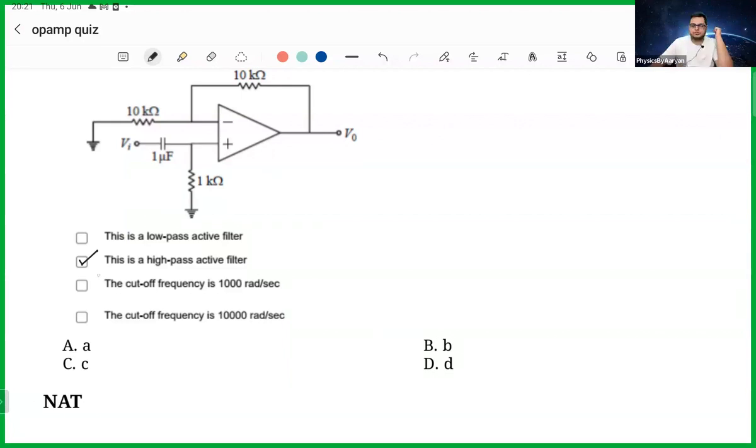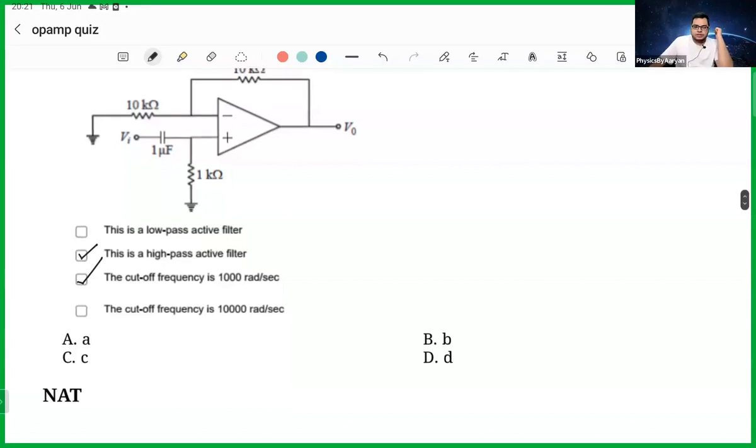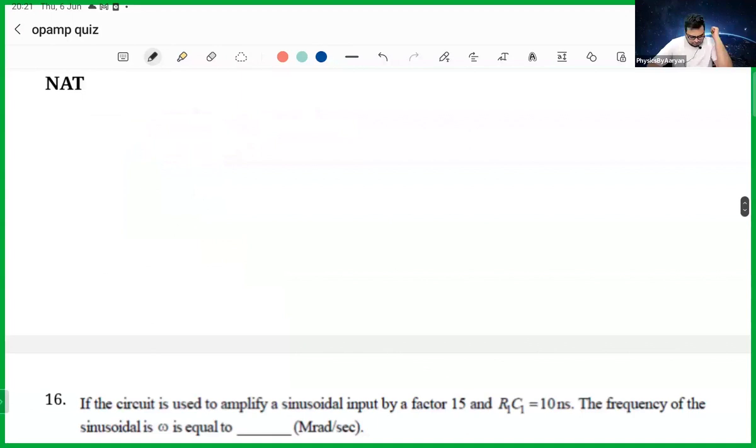So your option number C will also come out to be correct. Yesterday we studied the formula, so B and C both are correct. Nothing new as such. It's a very simple question, and you can do it. Next problem, NAT.